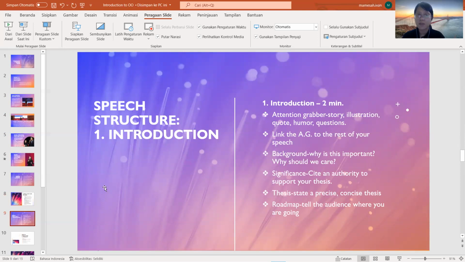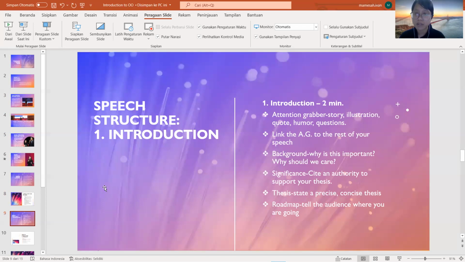Now, let's talk about the speech structure. After you find the topic that you think is suitable for you, then it's time to structure your speech. First of all is the introduction. Usually an introduction would last for about 2 minutes, and here are what introductions should consist of.